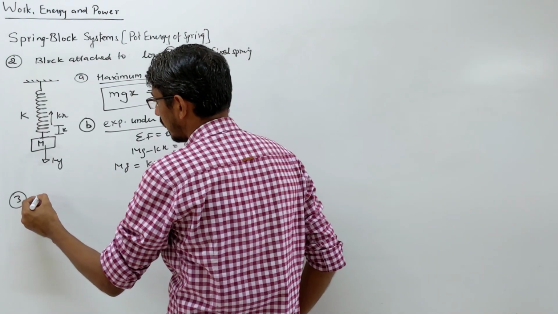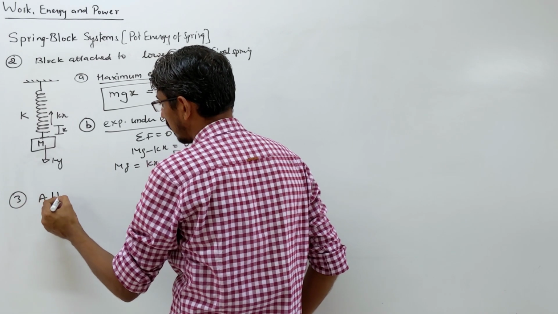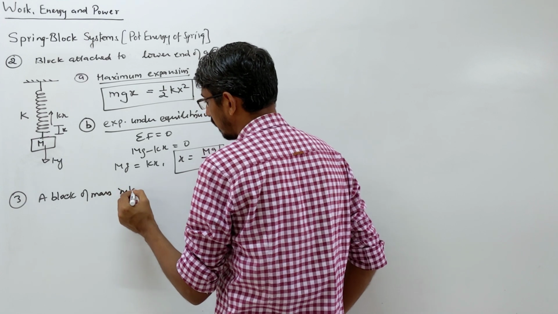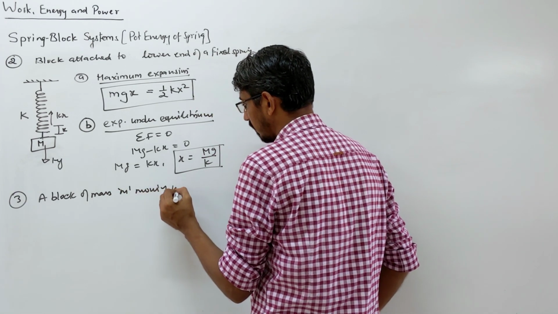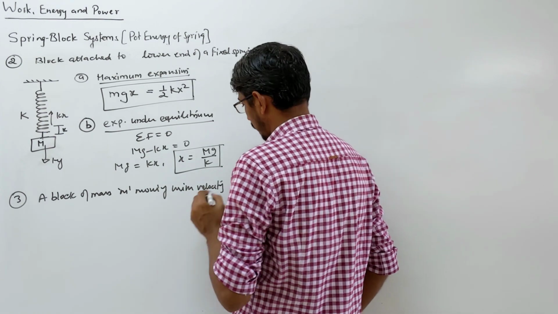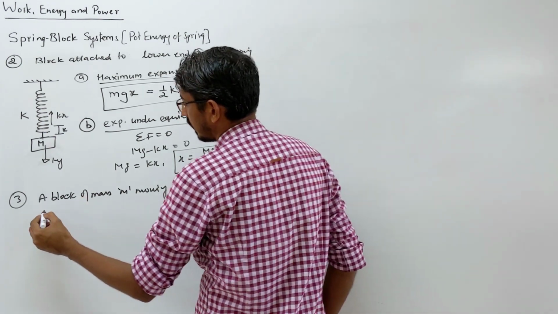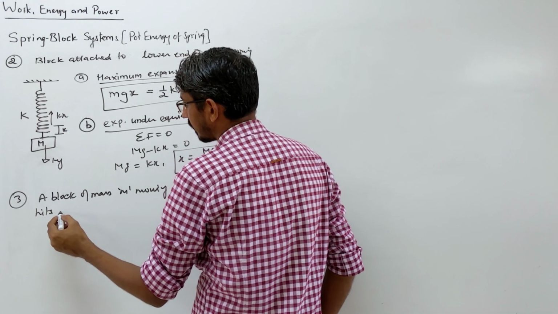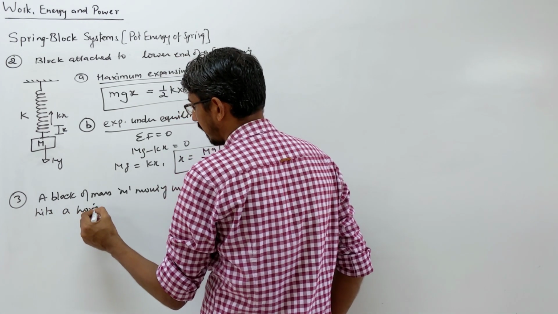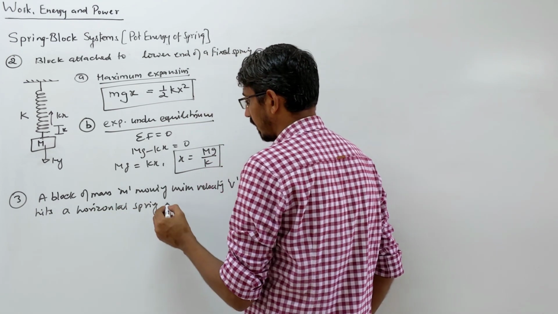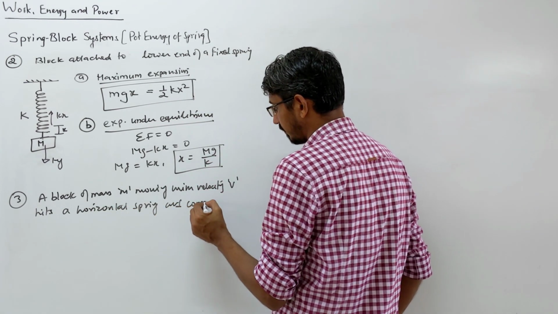So first I write: a block of mass m moving with velocity v hits or collides with a horizontal spring, okay, and compresses it, right?